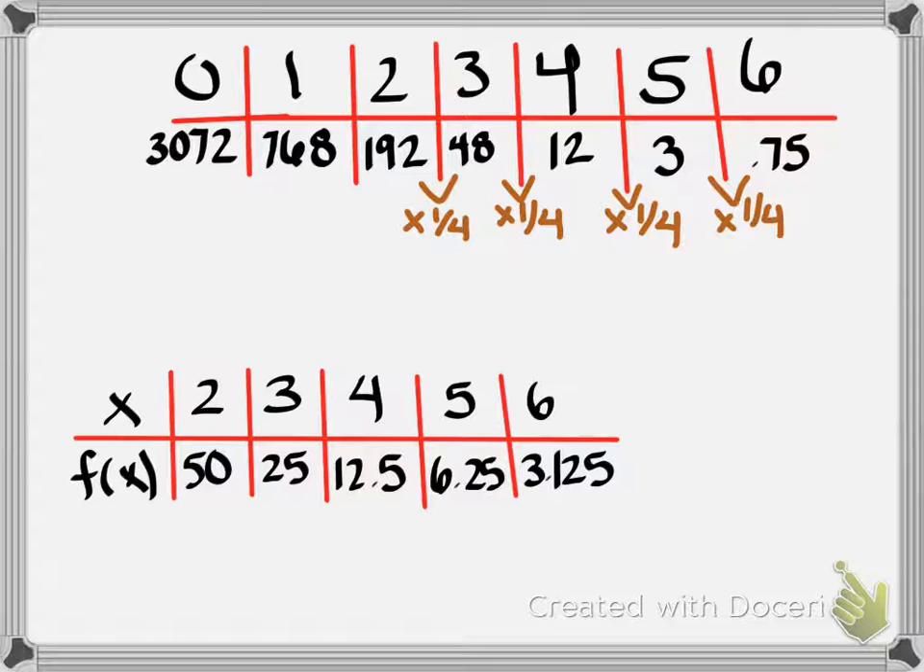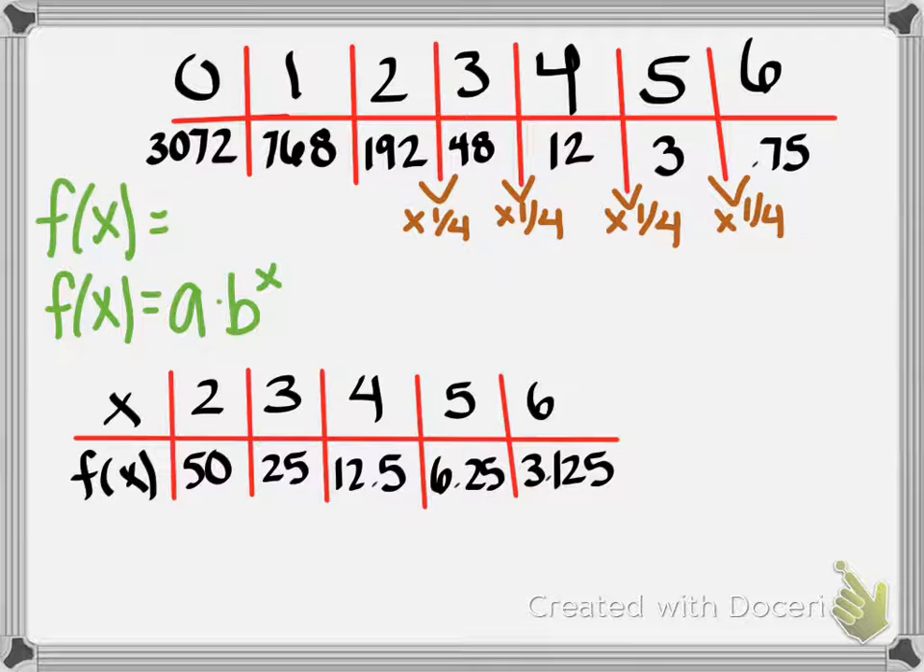So that is my starting place. That is my a. So the function rule we have for exponentials is f of x equals a times b to the x. So that starting point, a, is 3,072. And our b, our common rate, is 1/4.